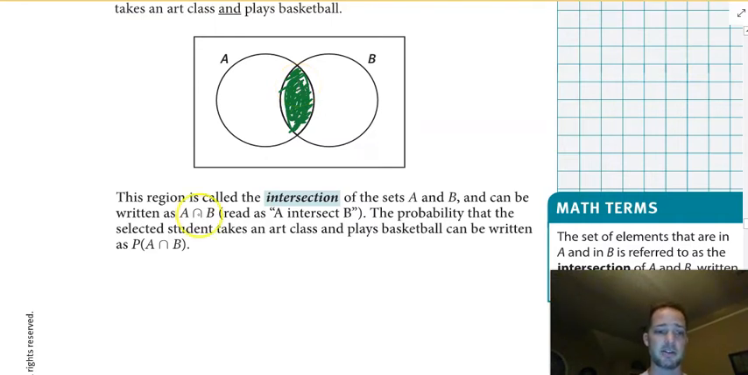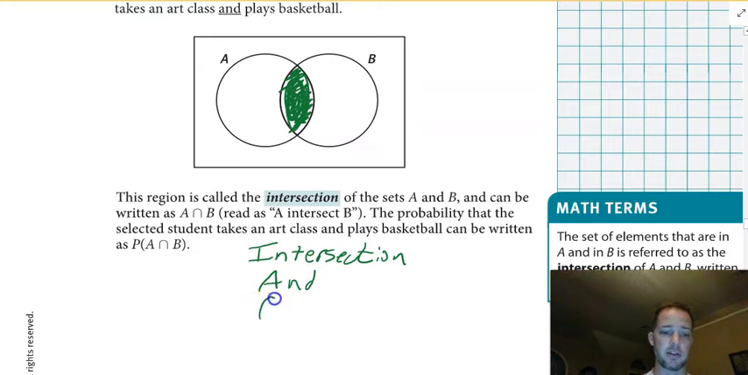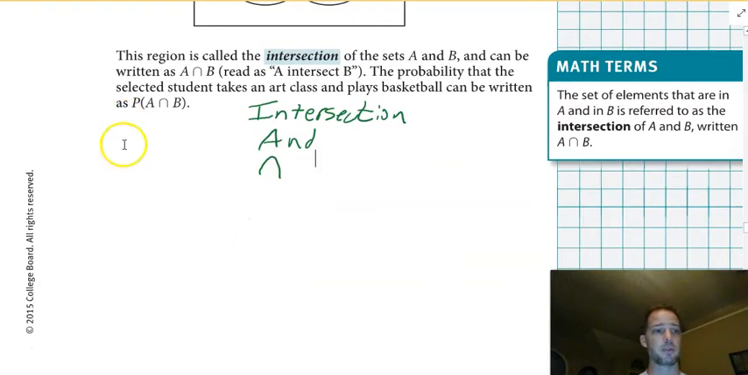The set notation is this little symbol right here that looks kind of like an N, and that's convenient because it's the intersection. So for intersection, we think of that when we see the word and, and the notation that we use looks like an N. That little upside down U right there is representing the intersection. All right, let's keep on going.